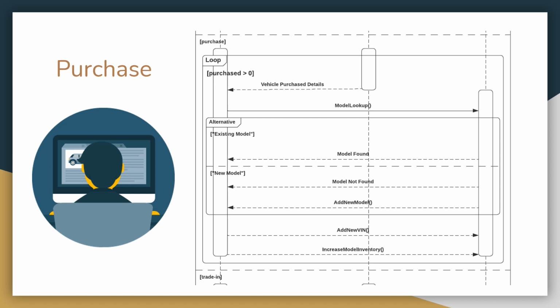First, we get the details from the purchase and look up the model in our inventory. And we have a nested alternative that handles instances where the model of the vehicle purchased is new to the inventory. If the purchase is an existing model in the inventory, then nothing is done and we go to the next step. If it's not an existing model, then we add the model and exit the scope of the alternative. We then send messages to add the new VIN to the inventory and increase the model count.